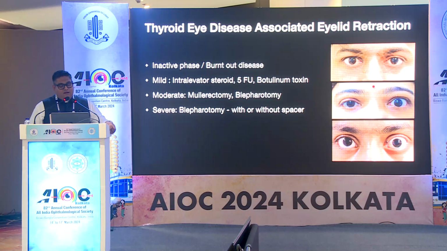If it is mild upper eyelid retraction, an intralevator steroid, either with triamcinolone acetonide, 5-FU, or additionally using 5-FU and botulinum toxin, can be given. Now, mild is where the upper eyelid rests at the limbus, as you can see in the top picture. Moderate would be where it is about 2 millimeters above, and severe would be where it is more than 2 millimeters above the upper limbus. In moderate, one can either do a muellerectomy or a full thickness blepharotomy, and in severe thyroid retraction, you can do a complete blepharotomy with or without a spacer graft to be placed to increase the length of the posterior lamella.